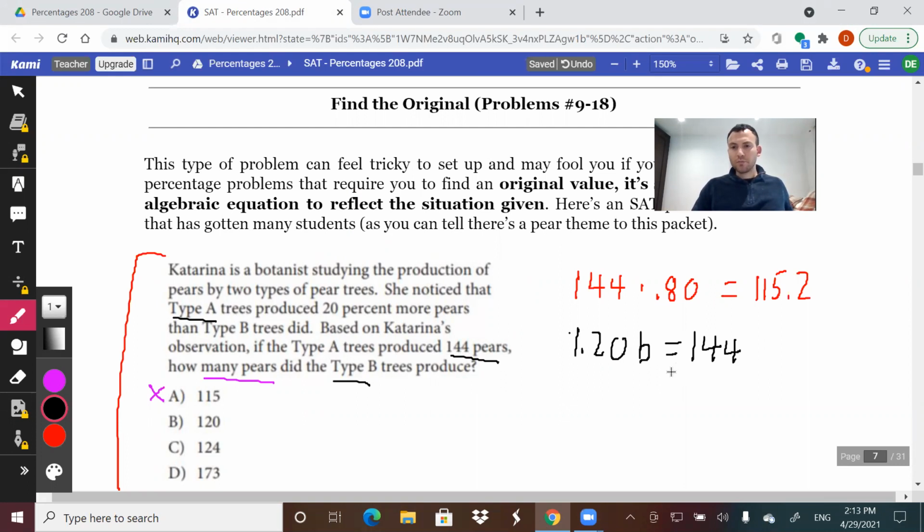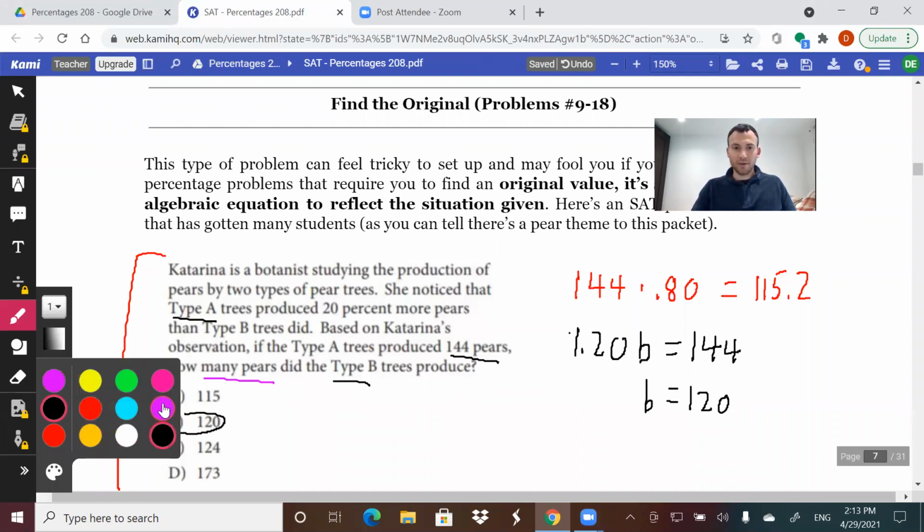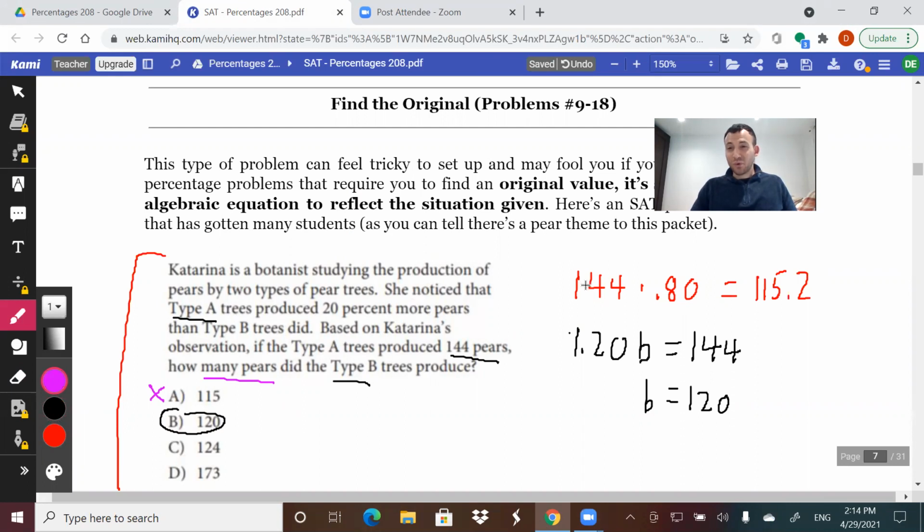Okay, so the question you may be asking here is, I don't get it. Why are they different? Why, when you set it up algebraically, did I get a different answer than when I just took 20% away from 144? And I'll tell you why, and I'll also illustrate an example here. So this is taking 20% away from 144, and this is taking 20% and adding it onto 120, because we know B is 120. So taking 20% of 144 is going to be greater than taking 20% of 120.